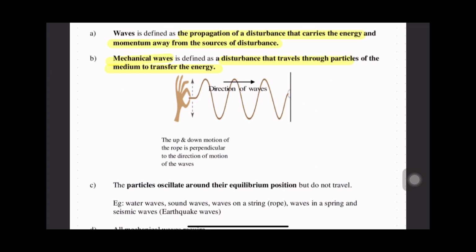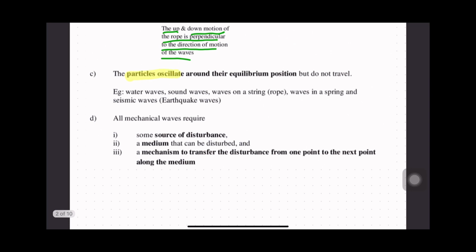This is an example. The mechanical wave moves as a transverse wave, where the vibrating motion is perpendicular to the motion of the wave. This is the motion of the wave, and the vibrating is perpendicular, so we call this diagram a transverse wave. The up and down motion of the rope is perpendicular to the direction of the motion of the wave. The particles oscillate around their equilibrium position but do not travel. Oscillate means the particles only vibrate at their position. Examples are water wave, sound wave, wave on a string, wave in a spring and earthquake wave.